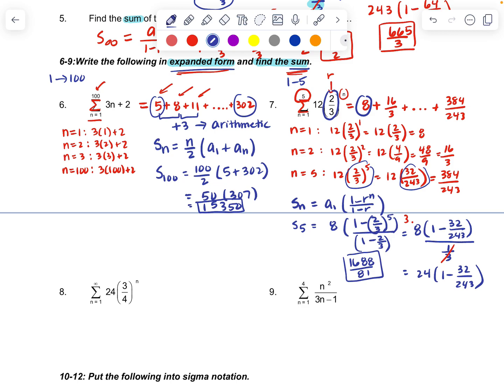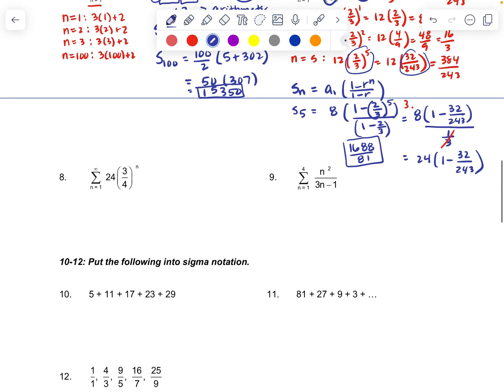All right, let's look at number 8. Okay, so when I look at this one, it still wants a sum in the first couple terms, right? So let's write up some of the first terms here. Here, I'll do the work up here so I have a little bit more room. So when n equals 1, if I plug in n equals 1, I'm going to get 24 times 3/4 to the first power, which is just 3/4, right? 4 goes into 24 6 times. 6 times 3 is 18. So that first term here is 18.